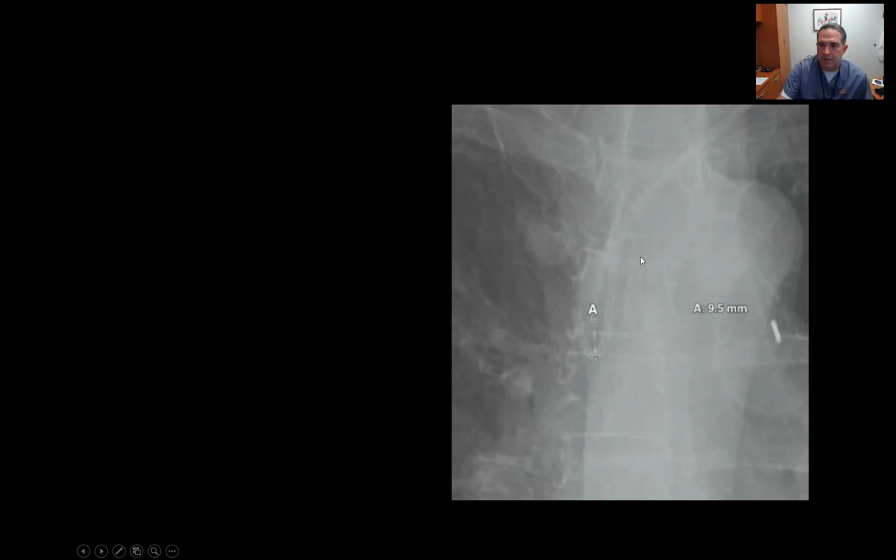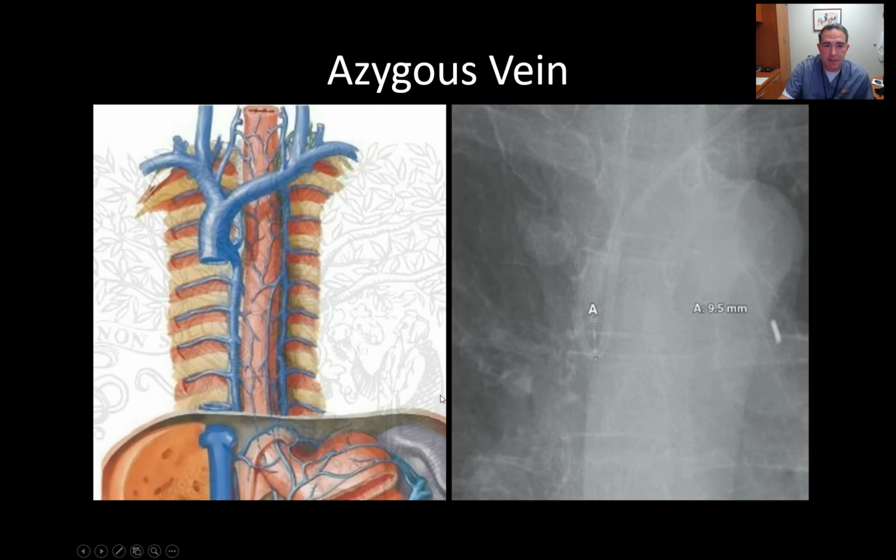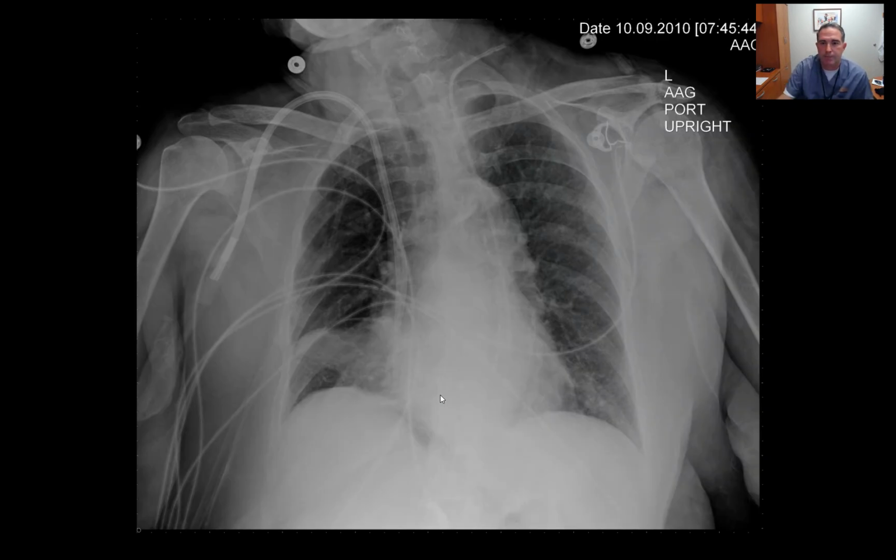This is a left-sided central line that does this little J hook right about here. That usually indicates that it's in the azygous vein. That's something you want to be aware of and let the team know about.